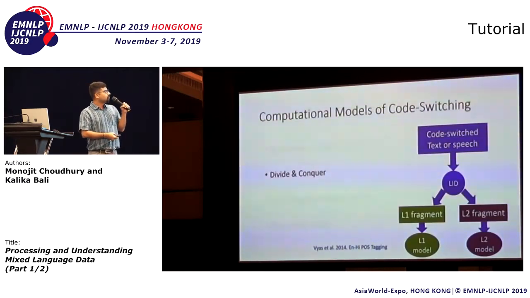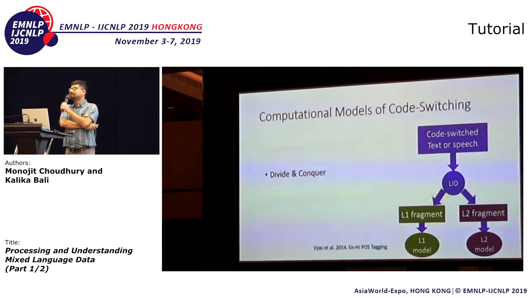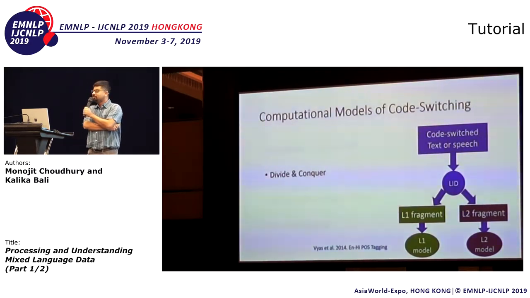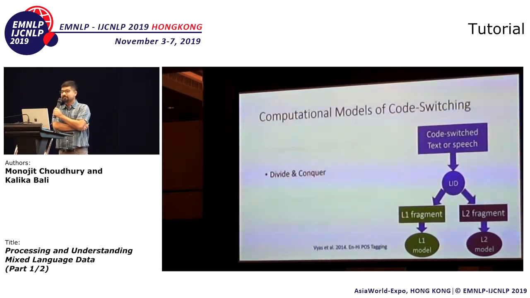So one way to solve this problem is what I would call the divide and conquer rule. Let's say you get a code mixed text, you build a language identifier at word level, and you divide it into fragments of L1 and L2, and then separately apply the L1 model on the L1 part and the L2 model on the L2 part, and you get a system. Now, is it a good idea? First of all, apart from the language identifier, you don't need any code mixed resources here. So that's great. We are only using monolingual resources. But are we losing something here?